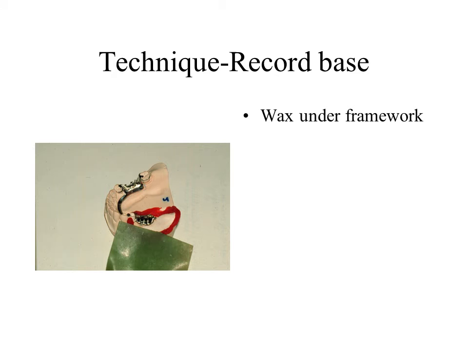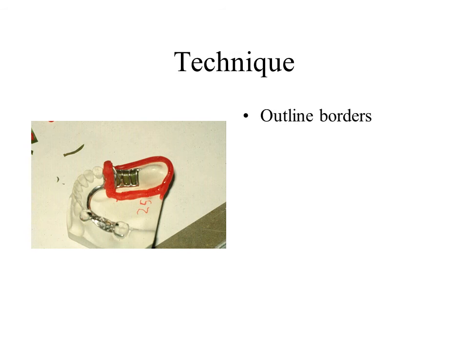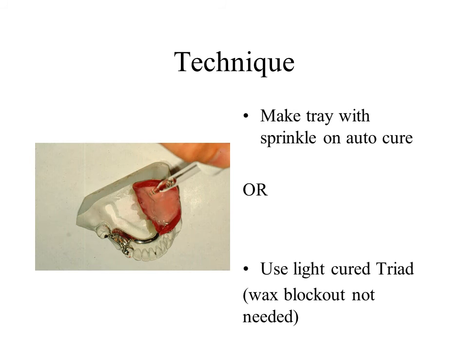The procedure is as follows. If one desires to use a sprinkle base, one should outline the bearing area with red rope wax, and block out space under the latter. It is recommended to use light curing, because it is more efficient, and the cure is reasonably complete very quickly. Wax blockout is not necessary, because the triad does not flow well. Ensure that the retentive elements are engaged.